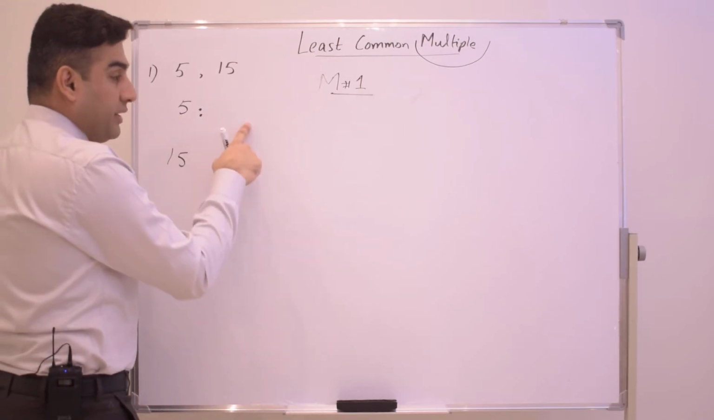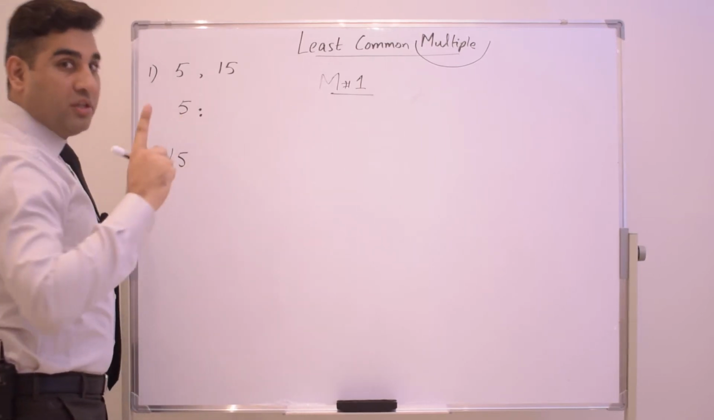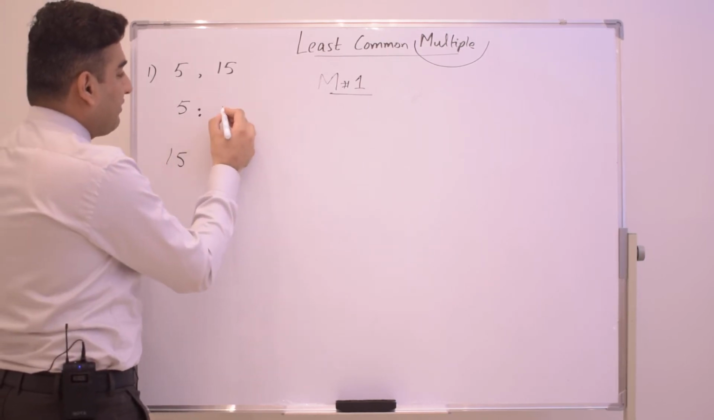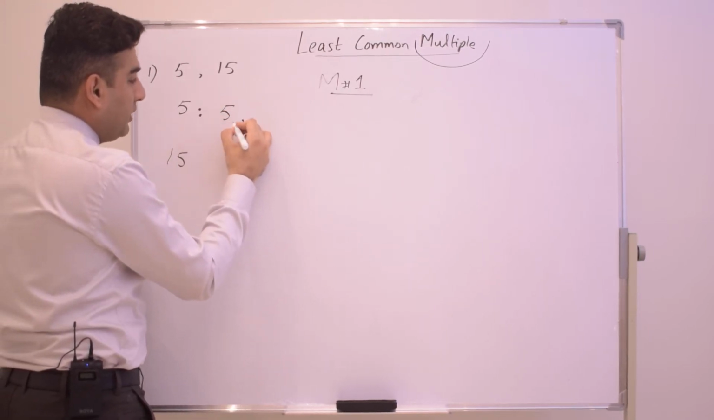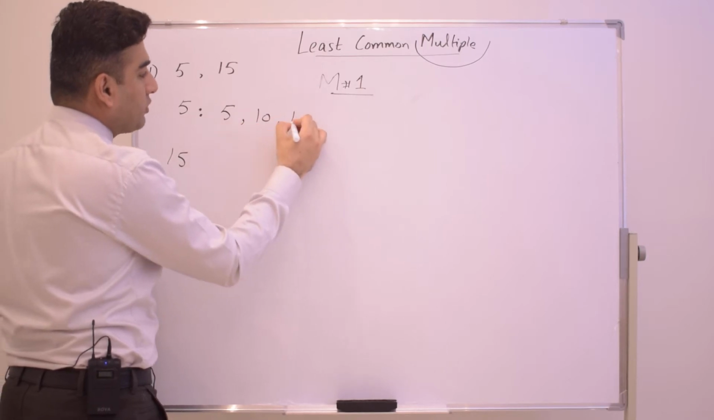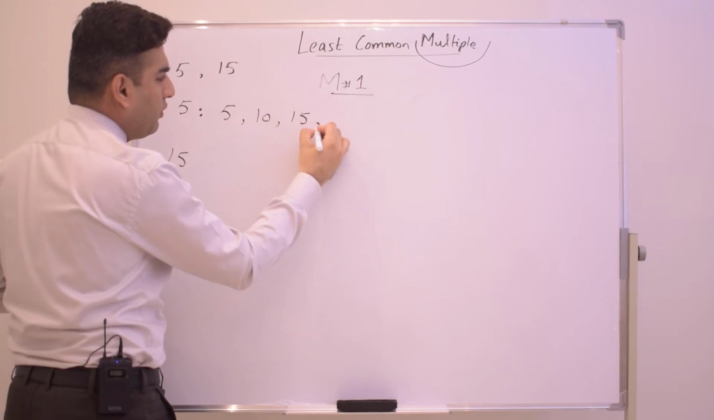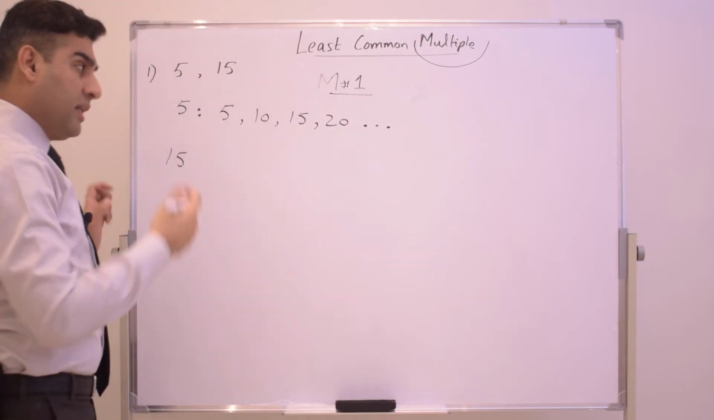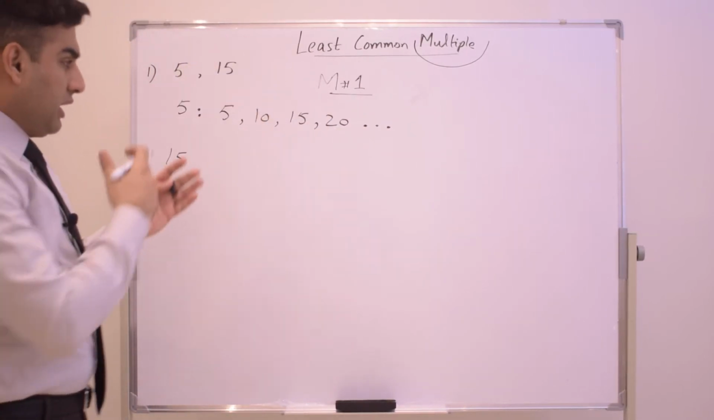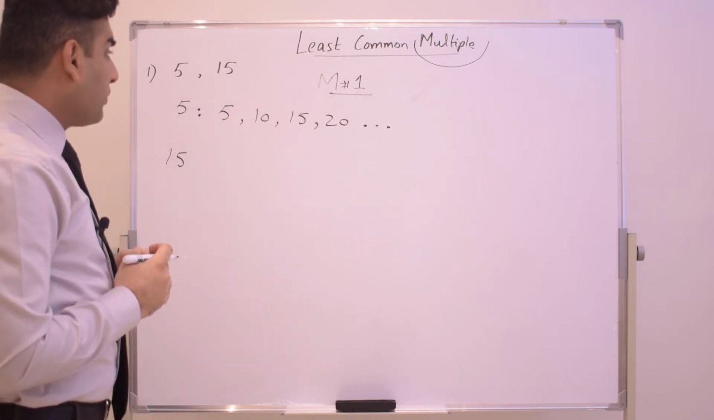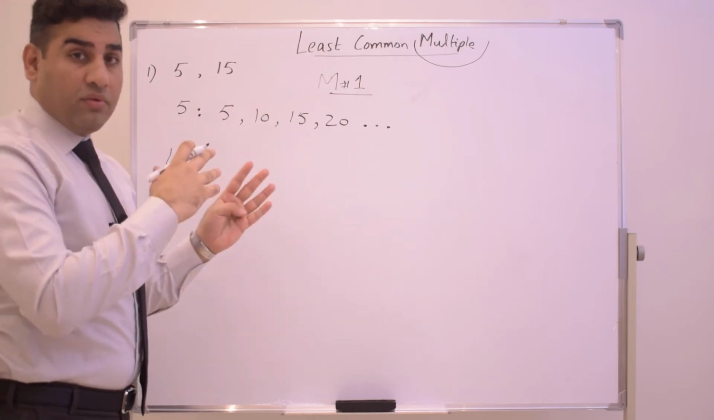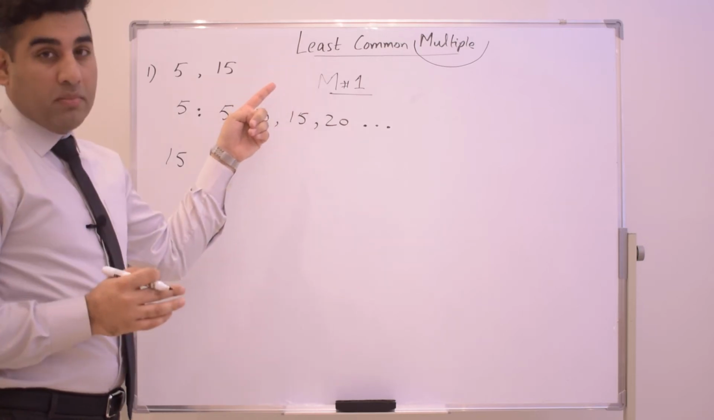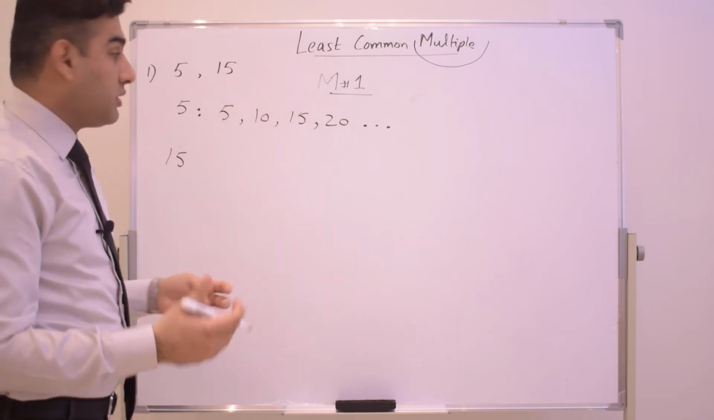You have to write here some multiples of 5. For this you must know the timetable of 5. So 5 times 1 is 5, the first multiple, times 2 is 10, times 3 is 15, times 4 is 20, and you can put 3 dots which show the continuity, that the timetable is continuing. But don't go for so many numbers, because we have to find the least common multiple, so we don't need so many multiples.